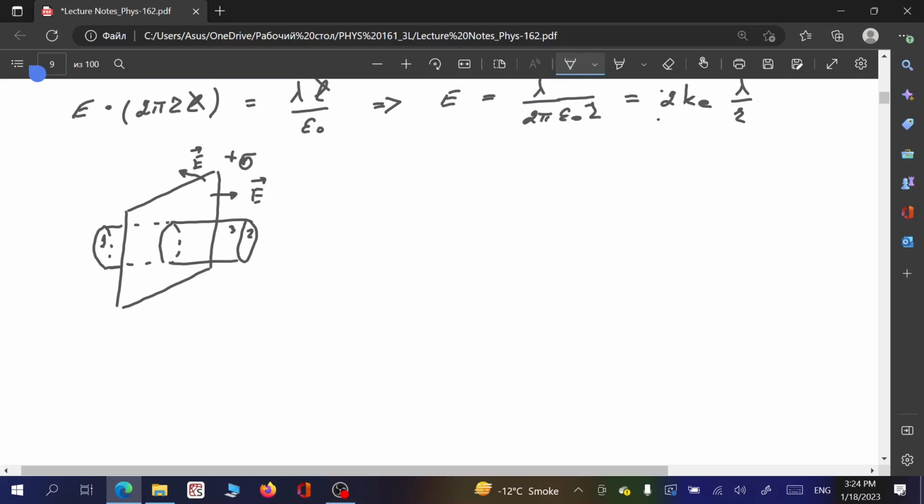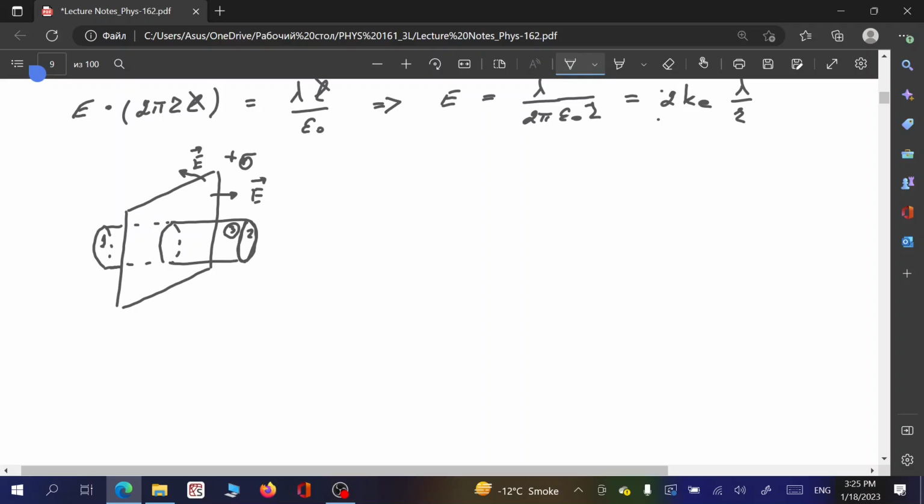When the side surfaces of the cylinder are parallel to the charged plane, in this case we do not have flux of the electric field vector through the side surface, through surface number 3. So we may just ignore it.